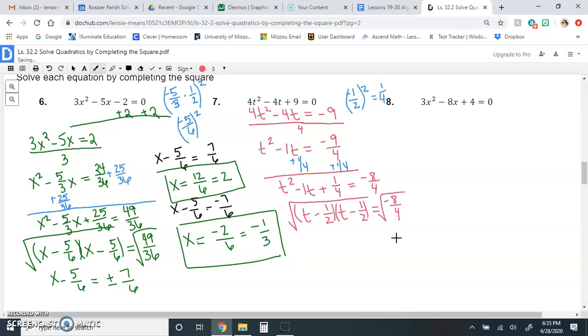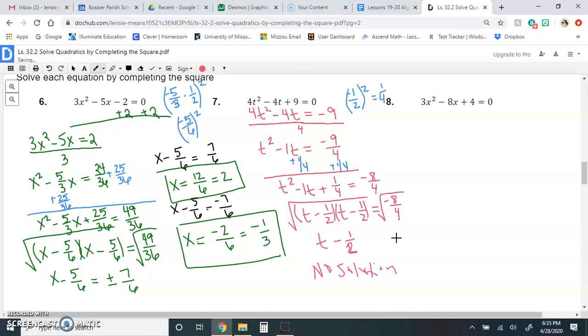And right here, I know that something's not right, because of course I can square root this side, which would just give me t minus 1/2, but I notice over here, I can't square root a negative. So as soon as I see that square root of negative, I know that this is a no solution. So think about what that would mean for your parabola itself.